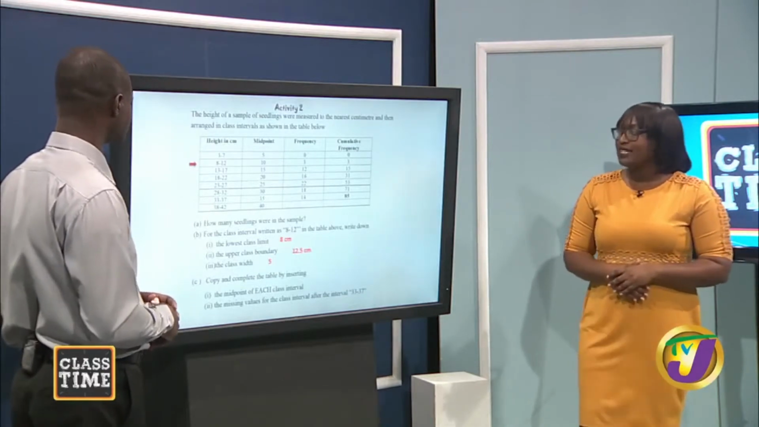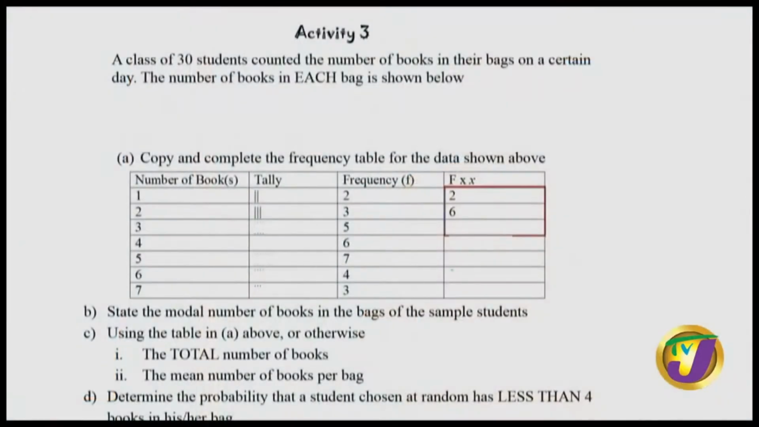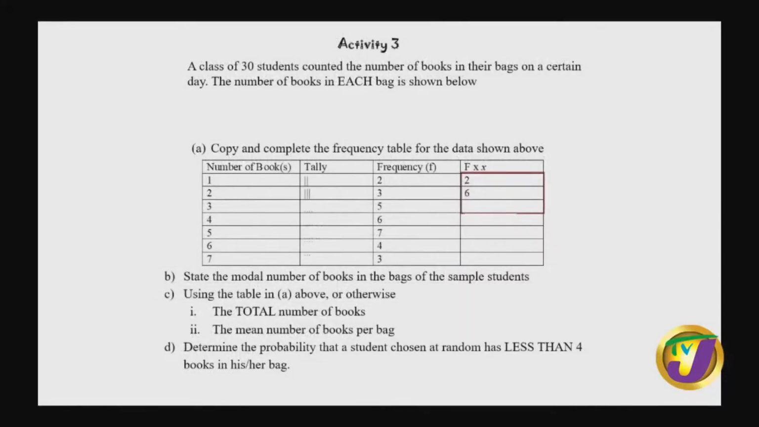All right. Activity 3 looks at a class of 30 students who counted the number of books in their bags on a certain day. We're now asked to copy and complete a frequency table based on the number of books they had in their bags. If you notice, the maximum number of books the students had in their bags was 7, and the minimum number any child had in their bag is just 1.